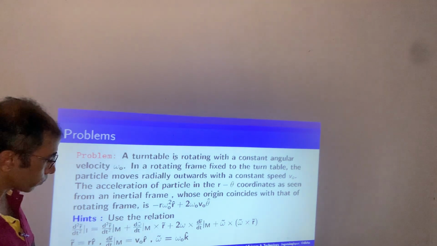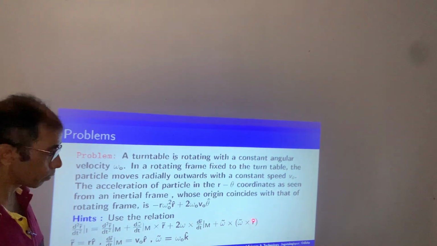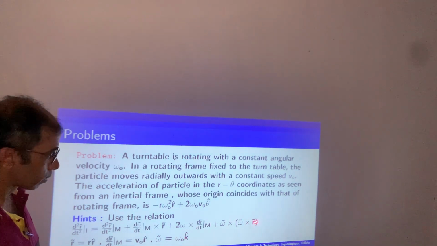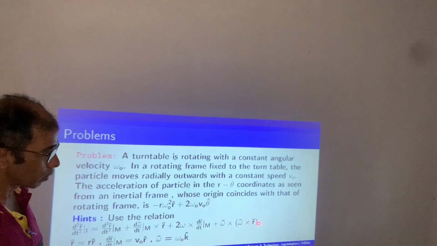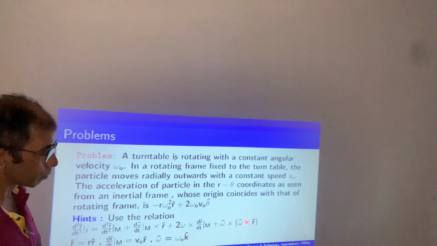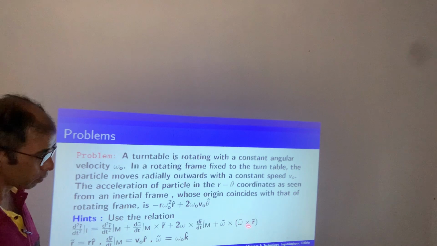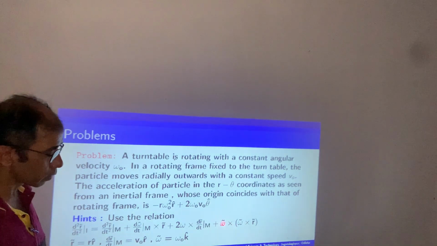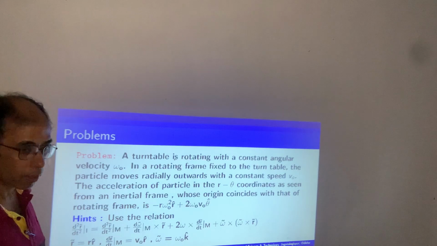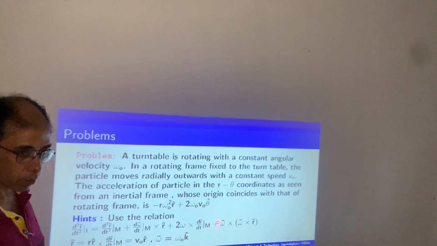So what is omega cross r cap? We know, this is again omega and r are perpendicular to each other. So omega cross r cap will be theta cap. But again, whatever you are getting here, if you do a cross product, this omega vector and theta cap vector are also perpendicular to each other.